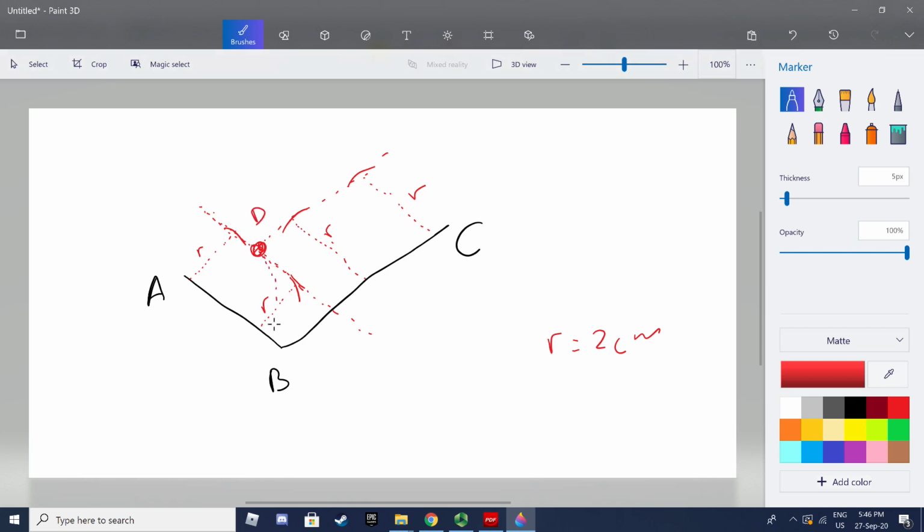So from here, you can mark with the R radius. This is where you are going to find the tangent, from point D here. Actually you can have this, for example. From the sharp corner you want to make a round. This is the intention.